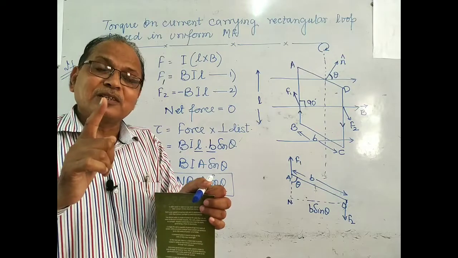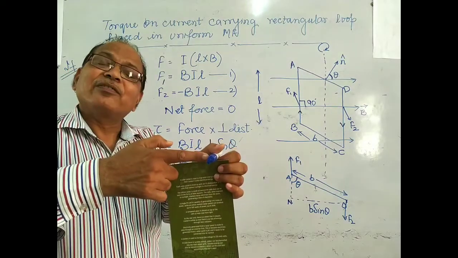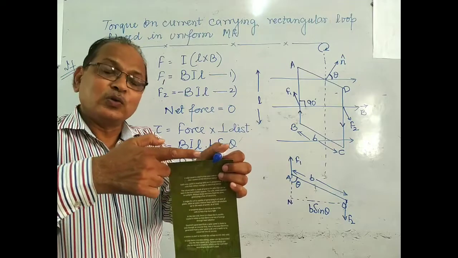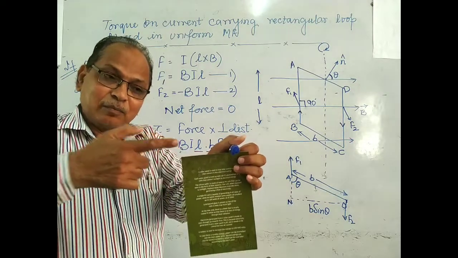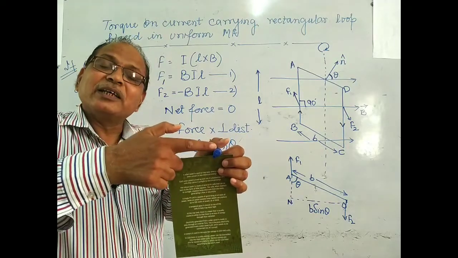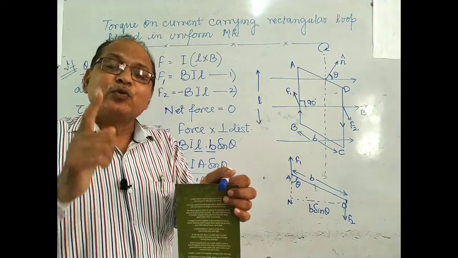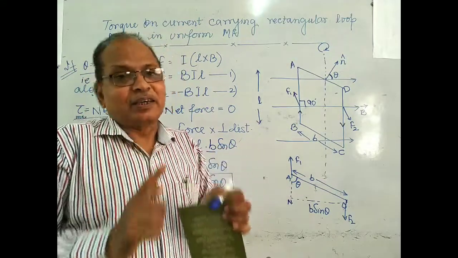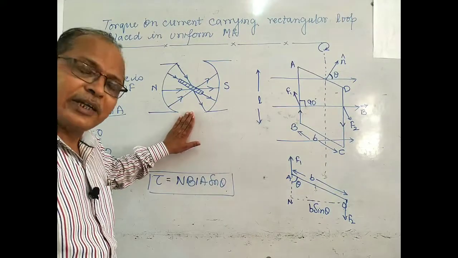Radial magnetic field means normal will always have 90 degree, or you can say plane makes an angle 0 degree. Plane makes 0 degree angle, normal makes 90 degree angle. So this is only possible if you apply radial magnetic field. Friends, this is the shape of radial magnetic field.